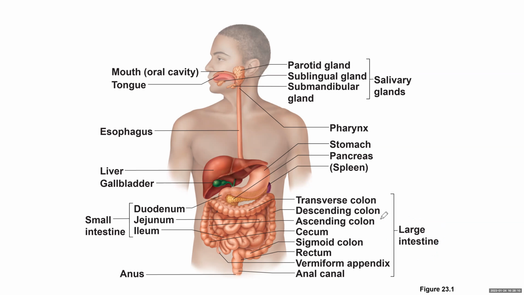So we already mentioned some accessory organs such as tongue. Of course, you have your teeth, salivary glands. Other accessory organs include liver, gallbladder, and pancreas.